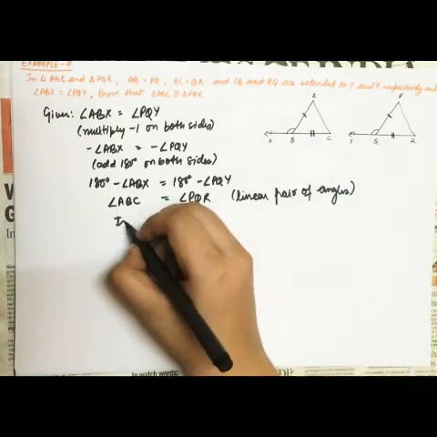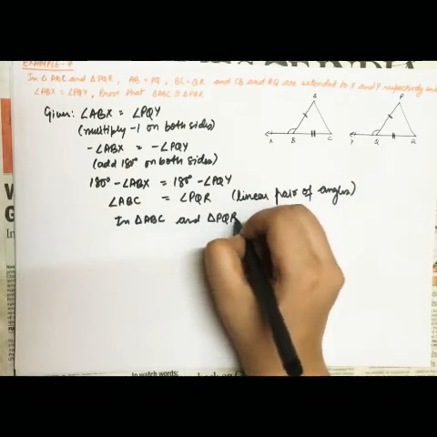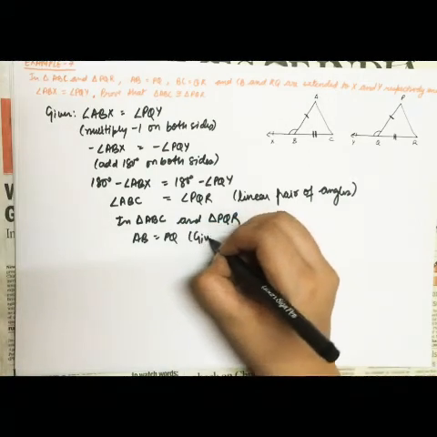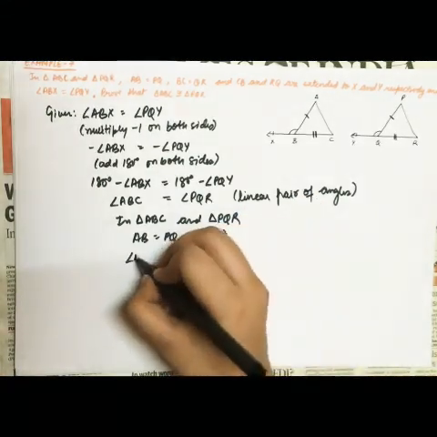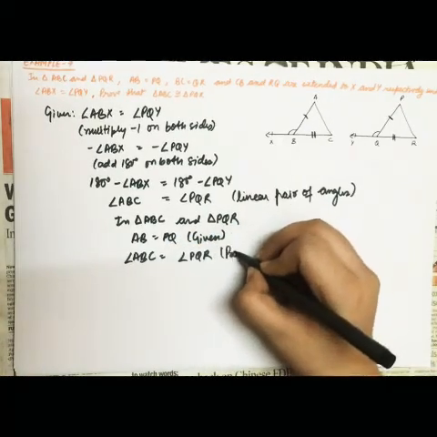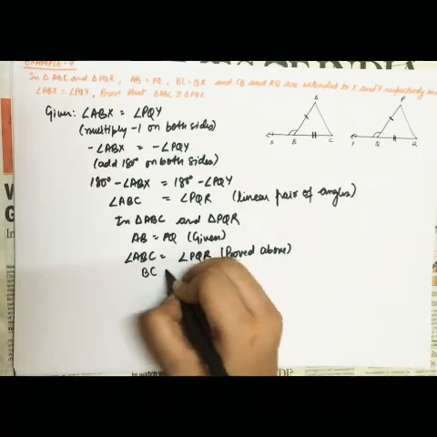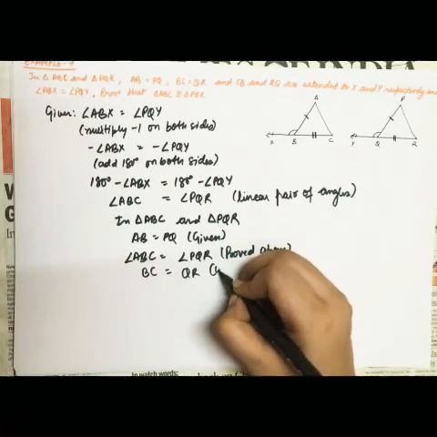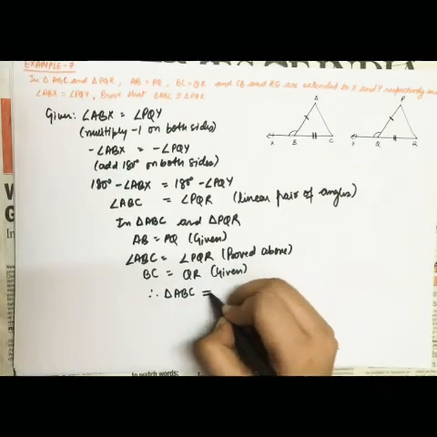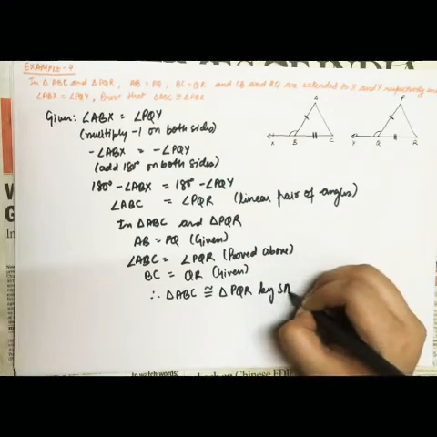Now in triangle ABC and triangle PQR, we can say that AB is equal to PQ as this is given to us, and angle ABC is equal to angle PQR. We have proved this above. And BC is equal to QR as it is given to us. Therefore triangle ABC is congruent to triangle PQR by SAS rule.